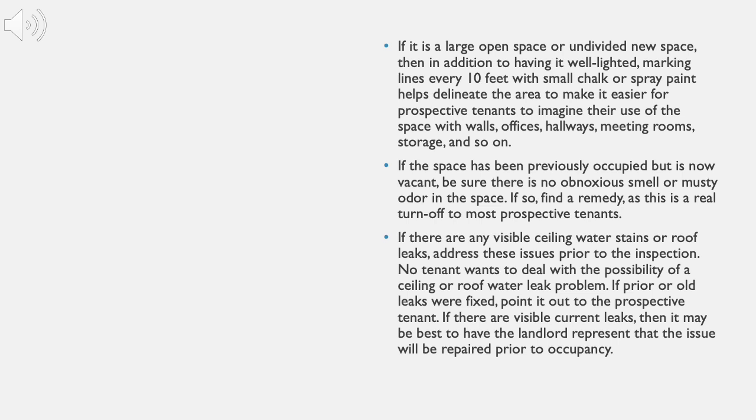If the space has been previously occupied but is now vacant, be sure there is no obnoxious smell or musty odor in the space. If so, find a remedy, as this is a real turnoff to most prospective tenants. If there are any visible ceiling water stains or roof leaks, address these issues prior to the inspection. No tenant wants to deal with the possibility of a ceiling or roof water leak problem. If prior or old leaks were fixed, point it out to the prospective tenant. If there are visible current leaks, then it may be best to have the landlord represent that the issue will be repaired prior to occupancy.